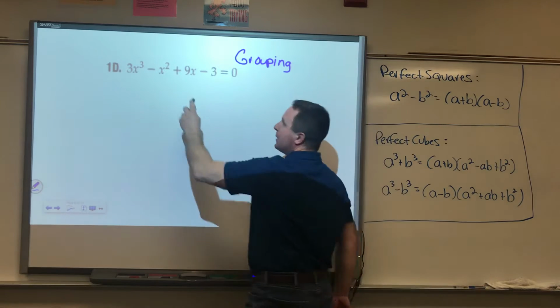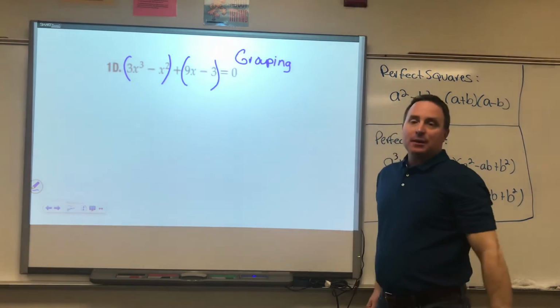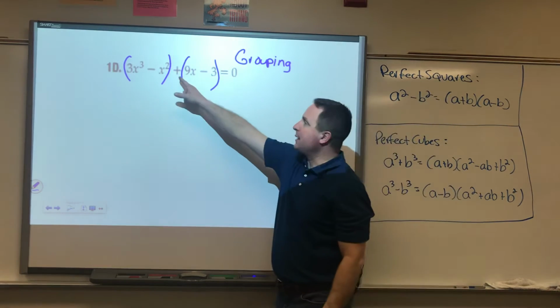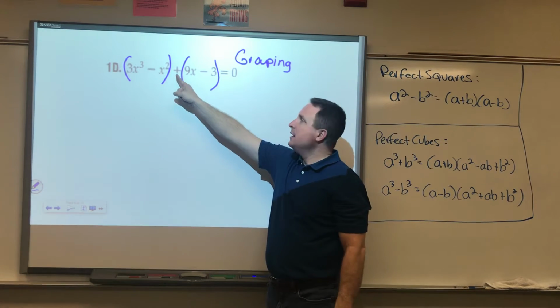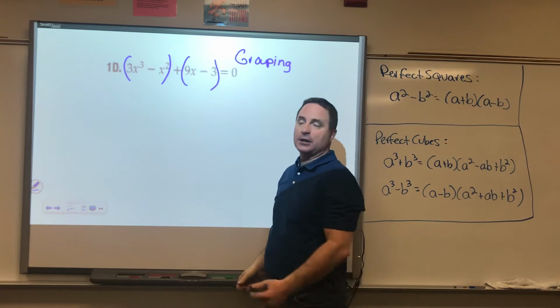Okay? And the way that grouping worked is we grouped the first 2 numbers and the last 2 numbers. And the one thing I had to check for with grouping is, what if there was a minus sign in between those? If there was a minus sign, I changed the last one. But this is plus, so we're good.